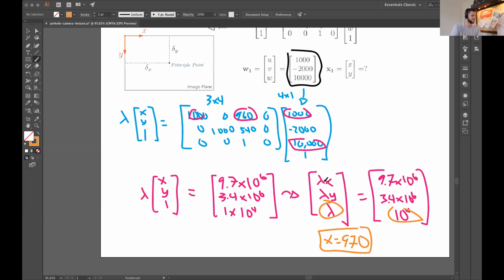So 10 to the 4th times x equals 9.7 times 10 to the 6th. Solve that equation, you'll get 970. So this is the idea. This is definitely something I could ask you on a quiz. And hopefully that's not too scary.